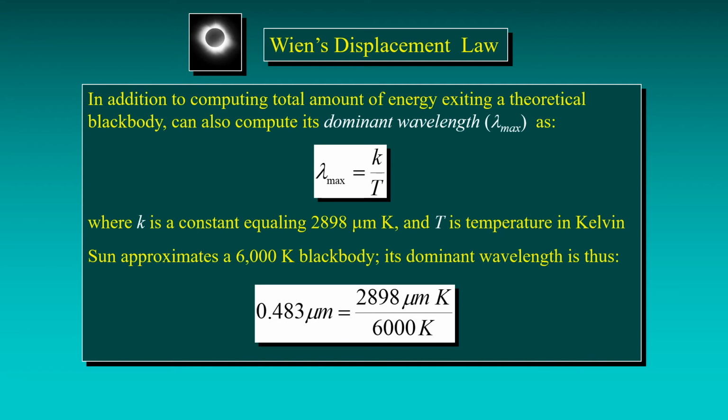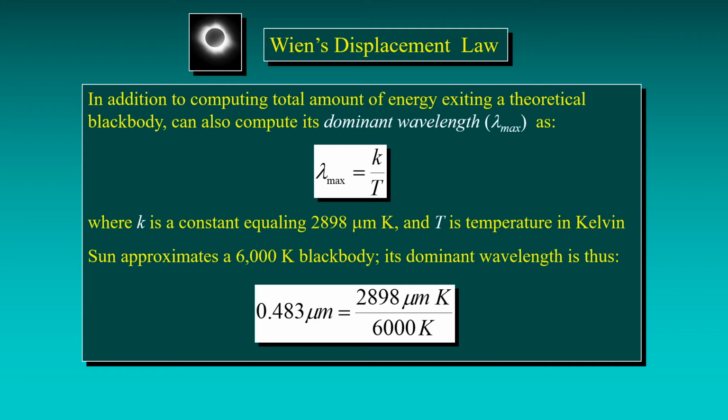So as we mentioned, we can compute the total amount of energy that is exiting a theoretical black body. That's one thing that we can do with the Stefan-Boltzmann law. Something else that we can do using radiation laws is to compute what the dominant wavelength is of the energy that is exiting a body. And we use Wien's displacement law to do that. And we summarize that here with this equation.